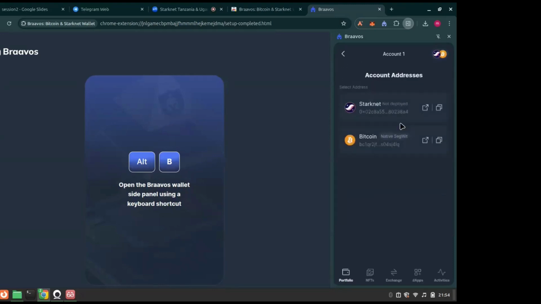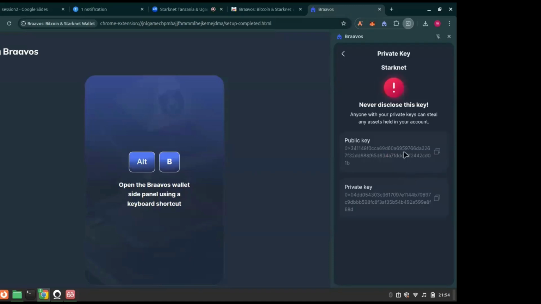Then this is the part for the private key. They're telling you never to disclose this key, but I know this is a test account because I have no money on it, so I can always open up another one. So the private key is this, yeah.